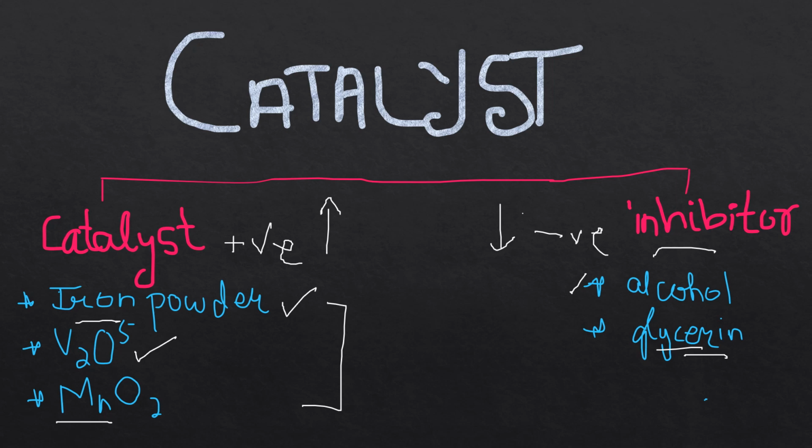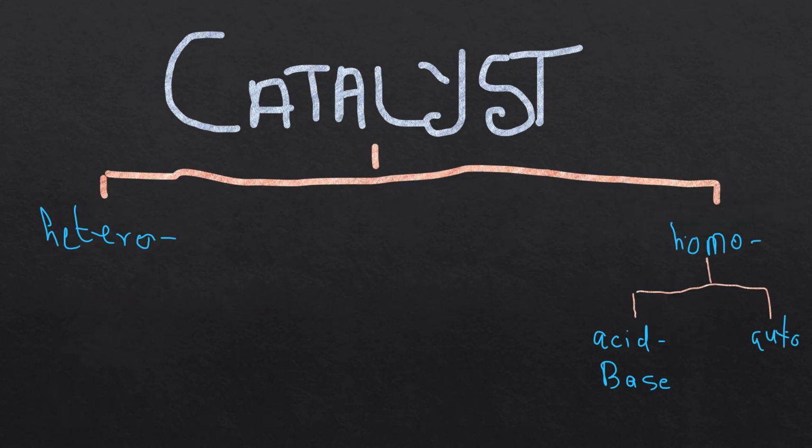After that, we have many other types too. We have two types of catalyst processes, of which one is heterogeneous and the second is homogeneous. And in homogeneous, there are also two categories or classes. The first is called acid and base catalysis, and the second is called autocatalysis.